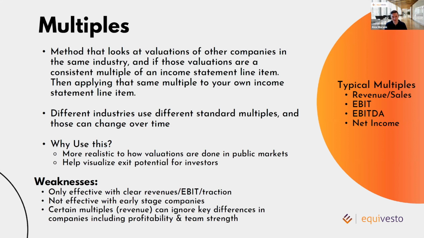Once you've figured out what that multiple is for your industry, so okay, I'm in biotech, so my multiple is 15 times net income, or whatever the number is, you can then simply apply that standard multiple to your own financial results and see where you end up.